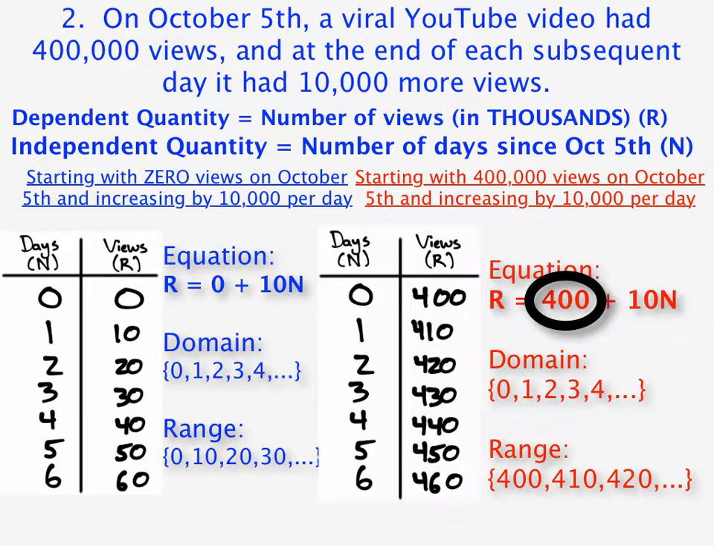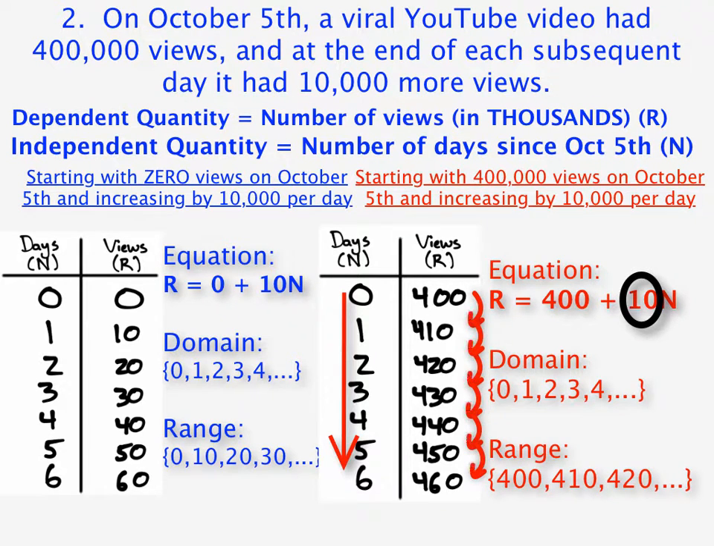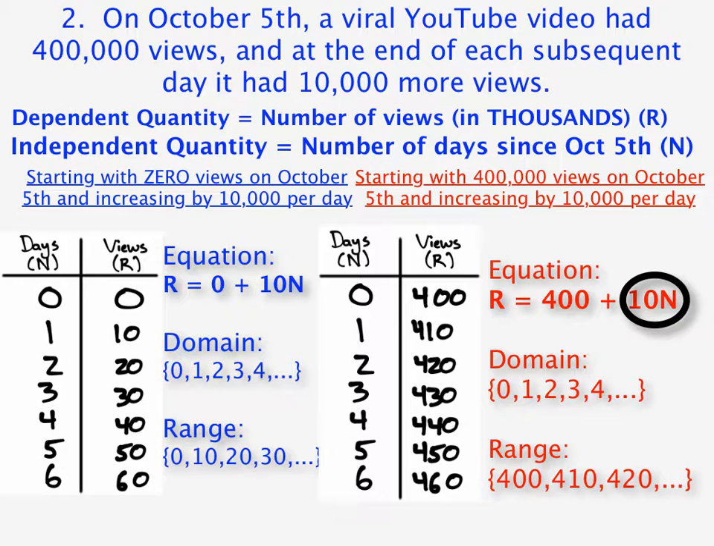The 400 represents 400,000, which is the starting number of views on October 5th when our independent variable is equal to 0. 10 represents 10,000, which is by how much the views increased every day when our independent variable increases by 1. 10 times n represents the total increase in views: 10,000 more views per day times n, the number of days since October 5th. And of course, 400 plus 10n represents the total number of views, which is of course r.